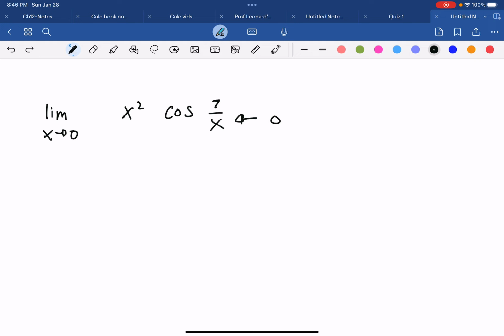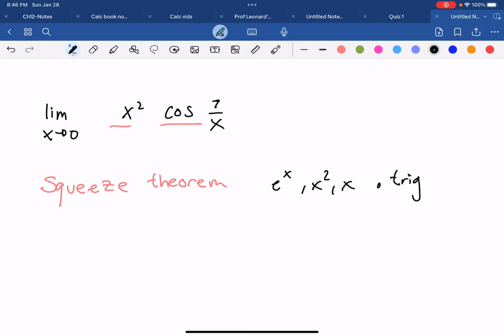The best way to go about this function is probably the squeeze theorem. The reason I know the squeeze theorem is probably going to be the best solution is because you're going to see the squeeze theorem with this kind of format of problems: some kind of function, like e to the x or x squared or just x, times a trig function like cosine or sine of x.